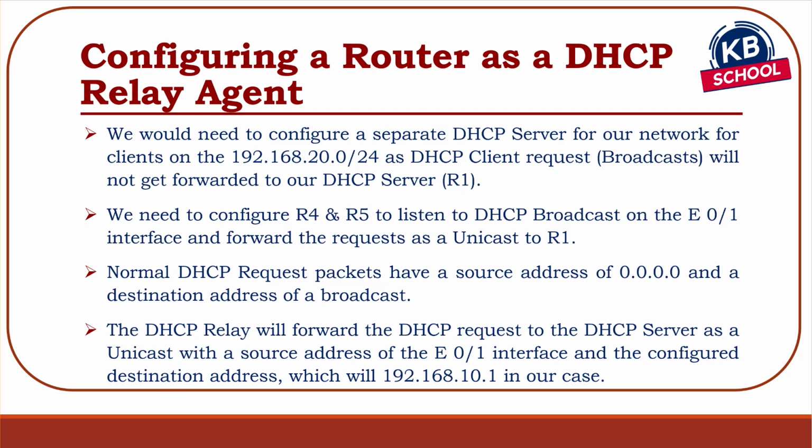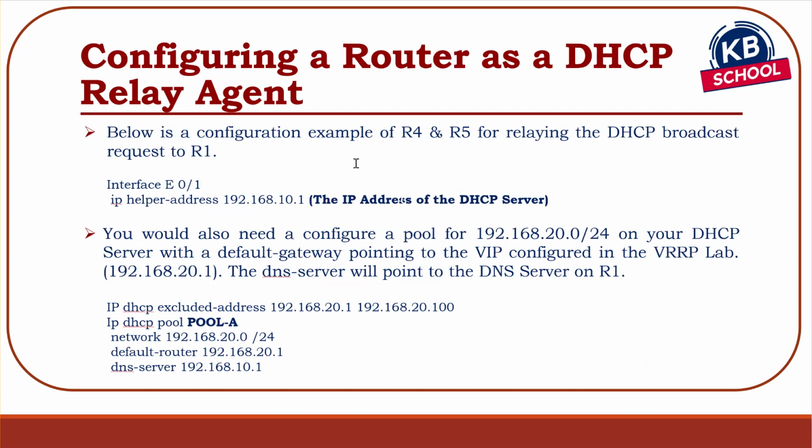All right, how do I configure it? Very simple. On 4 and 5, I'm going to do E01, point to the helper address of the IP address of the DHCP server, 10.1. The other thing I need to do on router 1 is create a pool. I'll create this pool as pool B because I have A already. 20.0 is the subnet, 20.1, which is the VIP, the virtual IP of VRRP on the 20 network from the previous lab, and the DNS server I can point to the same one. That's what I'm going to be doing.